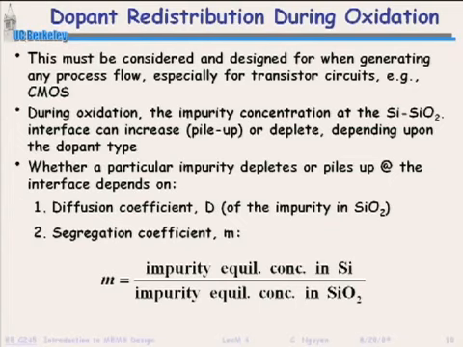How many dopants end up in the oxide? How many end up in the silicon? That's sort of what this is, right? And the more that end up in the silicon, the higher this m is, the higher the segregation coefficient. Okay, so why is this important to know?